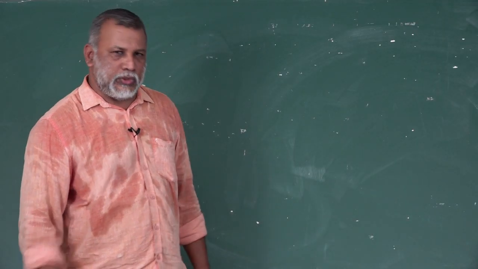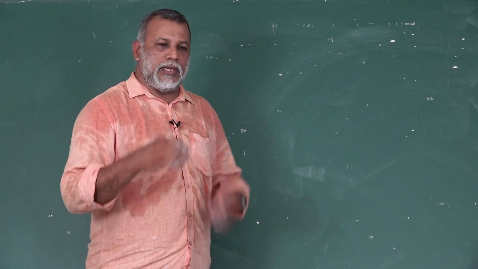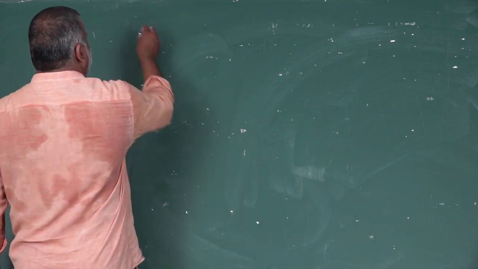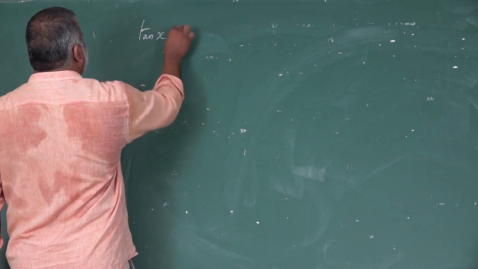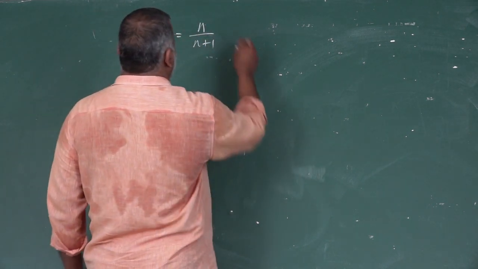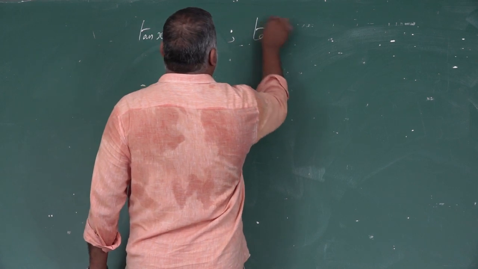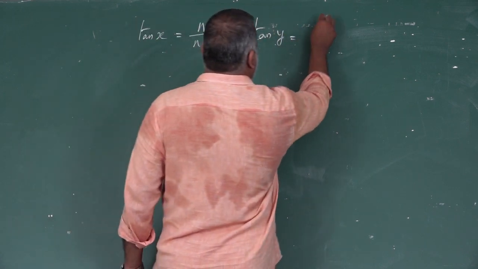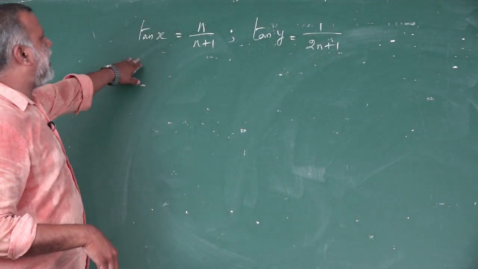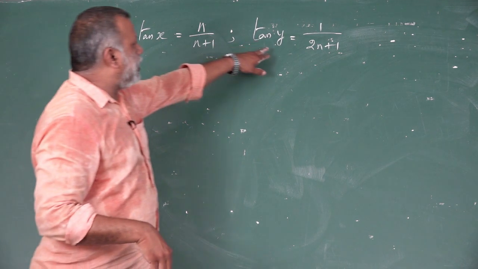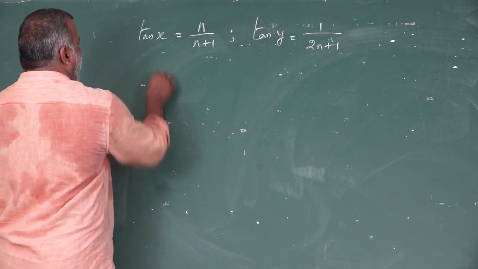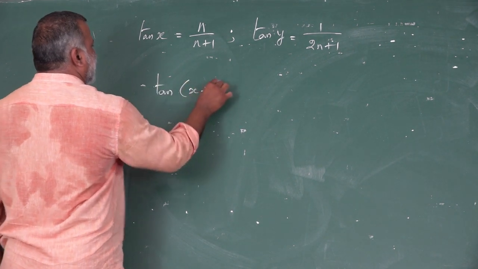Now listen students, today you have 2 homeworks. I give all the explanation, after that you try yourself. See the question. Tan x equal to n divided by n plus 1, tan y equal to 1 divided by 2n plus 1. These are the 2 given data. You have to find tan of x plus y.